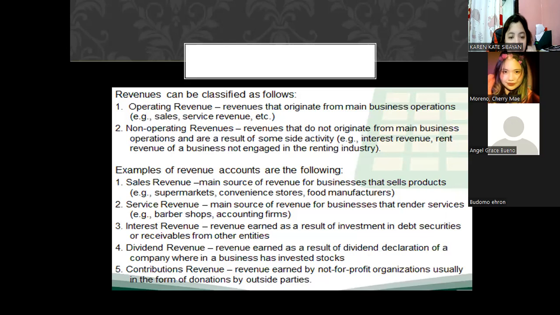We have operating revenue. So these are revenues that originate from main business operations, like sales, service revenue, and etc. We also have what you call non-operating revenue. So these are revenues that do not originate from main business operations and are a result of some side activity. For example, interest revenue or rent revenue for a business not engaged in the renting industry.